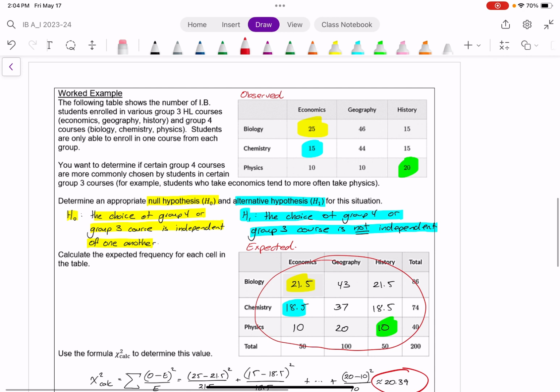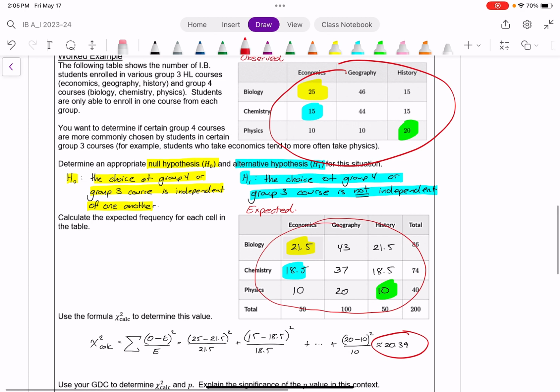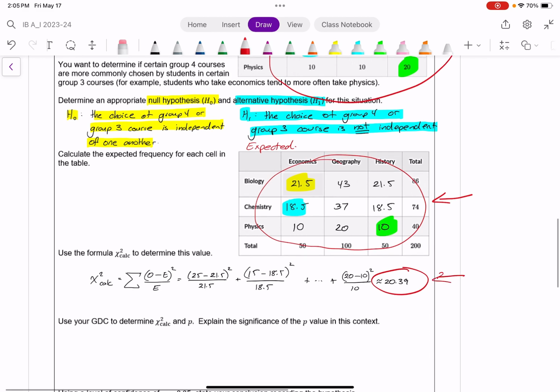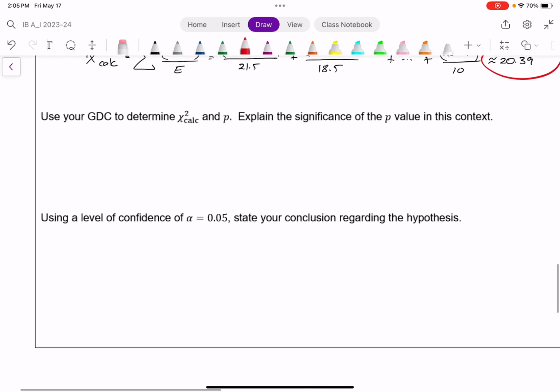On most GDCs, you need to create a matrix. You'd create a 3x3 matrix. You would substitute those values into the matrix. Depending on your GDC, how you exactly determine it is, you need to be specific. You need to be familiar with your GDC. And in general, though, it can create a new matrix with all the expected values, as well as this chi-squared value, as well as a p-value. And so let me write down these. So ideally, again, you use your GDC. Again, you should see on your GDC, the chi-squared value is about 20.39.